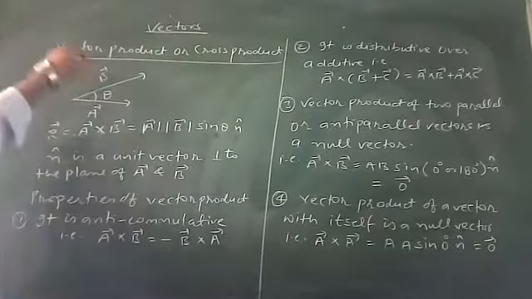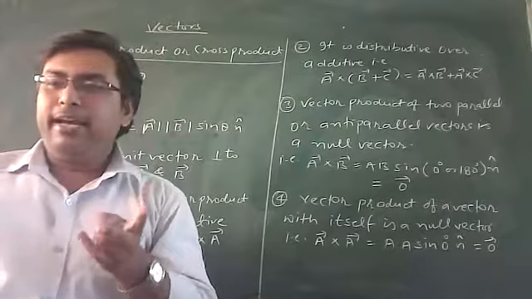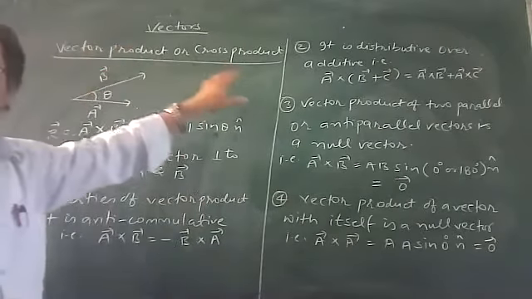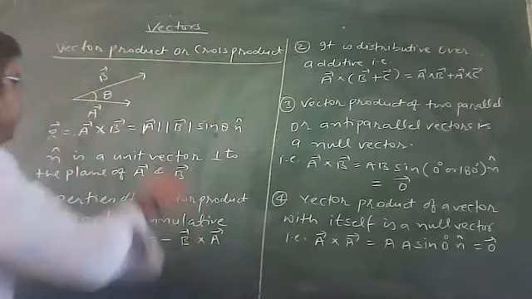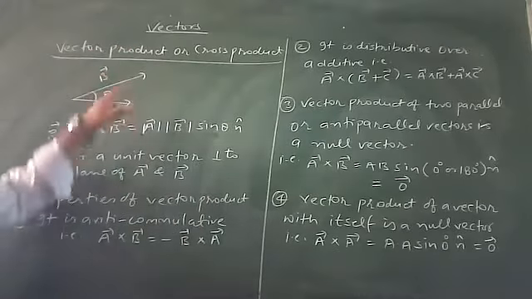Now come back to the topic. We have started vector product or cross product. When two vectors are multiplied and their resultant is a vector quantity, then I will say it is a vector product or cross product. How am I doing it? See, there is one vector A, second vector B. These both are inclined at an angle theta.